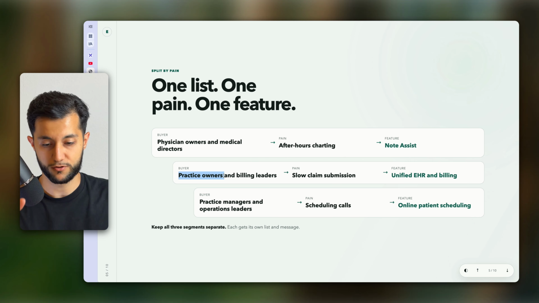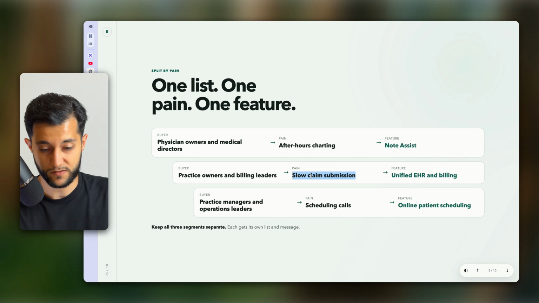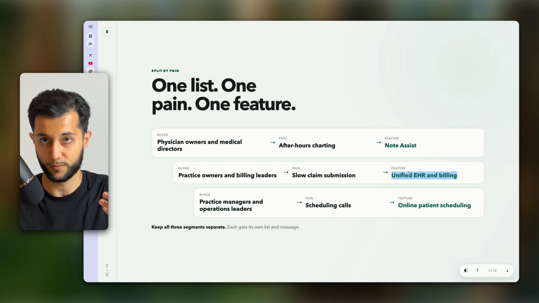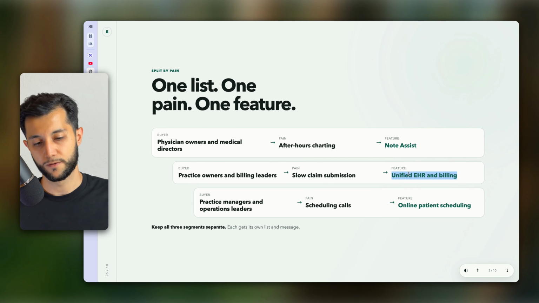Second one, practice owners and billing leaders. In this specific instance, we'd be solving the slow claim submission. And for that, we have the feature Unified EHR and Billing, right? We could easily address this pain point with this feature and then talk about that and book them for that specific thing, right? Because also, you're going to see that in the email scripts that I'm going to show in a second.